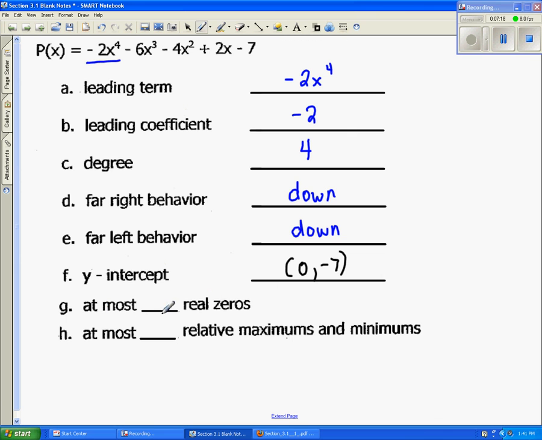And it says, at most, how many zeros could this thing have? Well, your leading term says at most you can have is 4. Okay? And maximums and minimums is always 1 less than your zeros. So if the zeros can be at most 4, the maxes and mins can be at most 3.